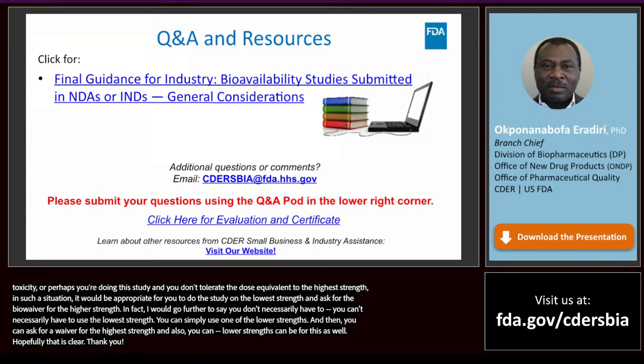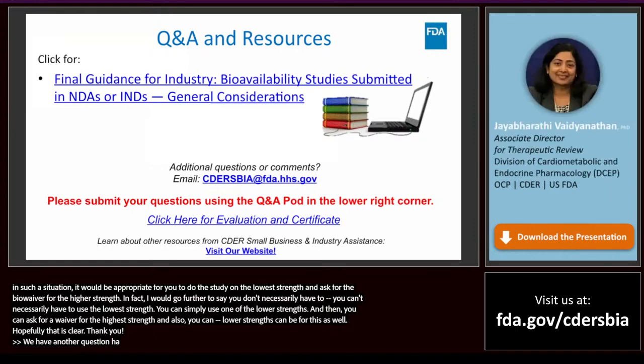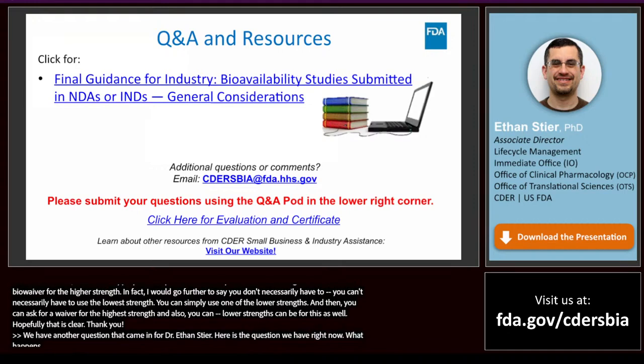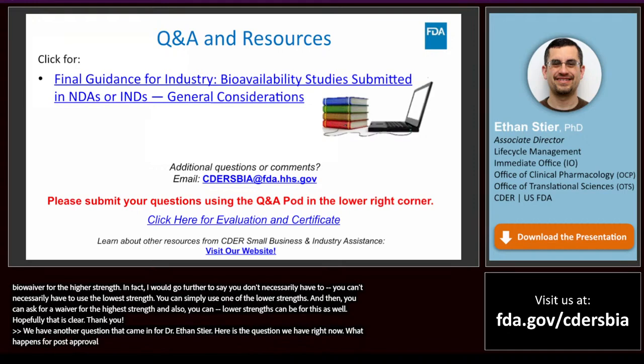Thank you for responding to that question. Moving up to the beginning of our panel, we do have another question that came in for Dr. Stier. What happens for post-approval if the BE of 80 to 125% is not met in the BA study? What additional studies are required?